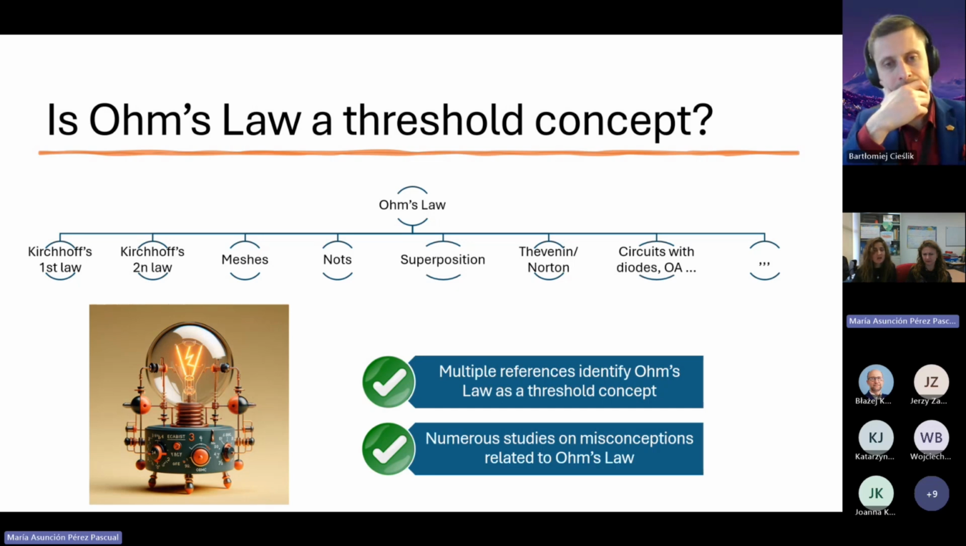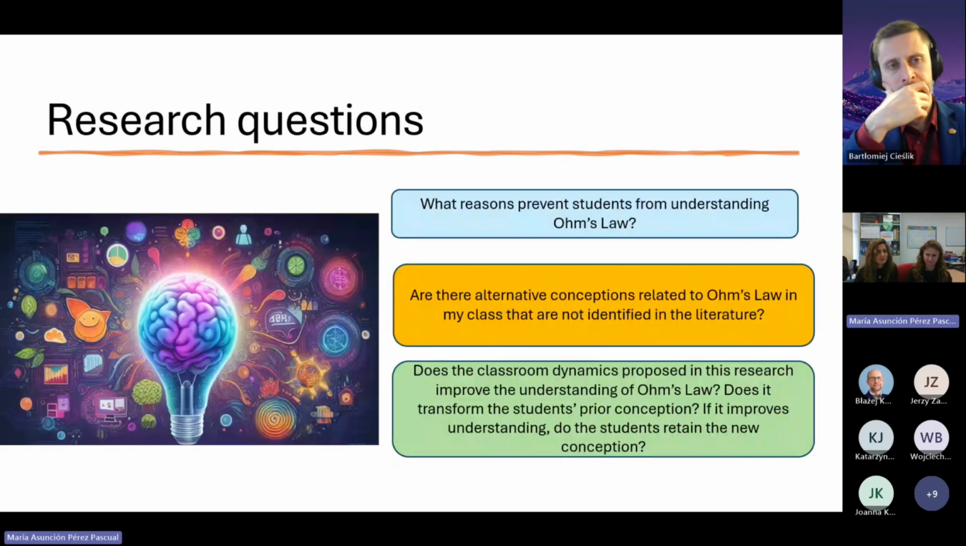And also we found numerous studies on misconceptions or alternative conceptions related to this law from the early 80s. And students still have the same problems, exactly the same problems. So we proposed the following research questions. What reasons prevent students from understanding Ohm's law?